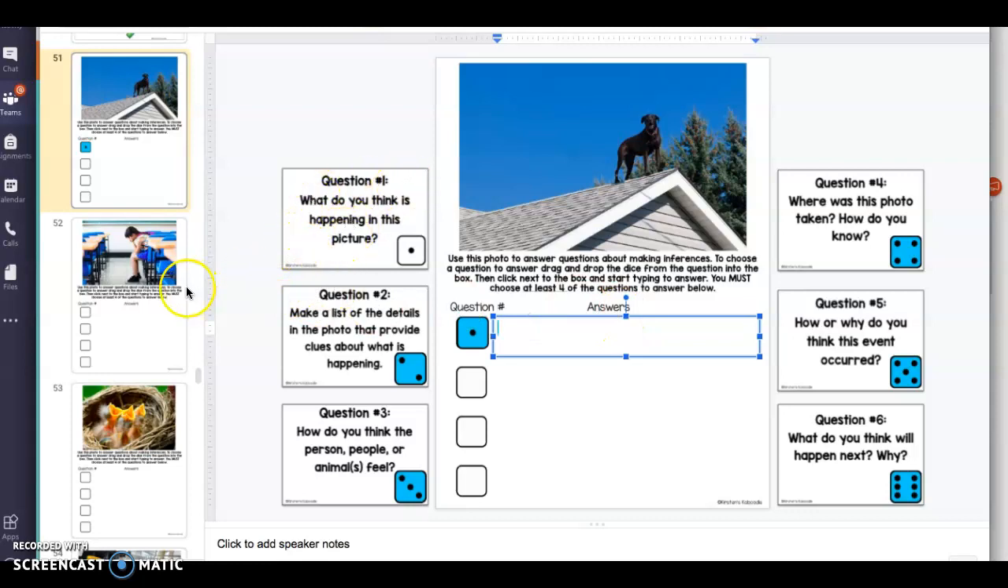So what do you think is happening in this picture? To me, I think that the dog escaped and climbed onto the roof. I need a little more information in this picture because I know that dogs can't climb that easily. So let's work through these other questions and see if it helps us come up with an inference.